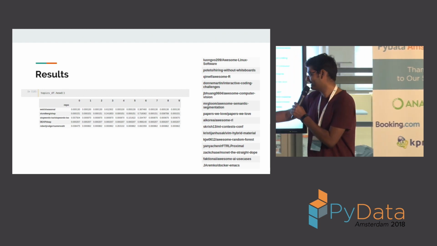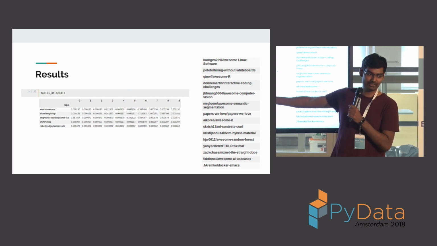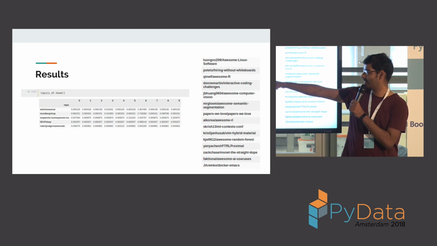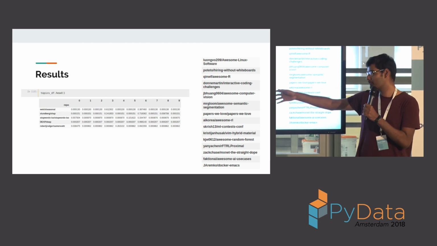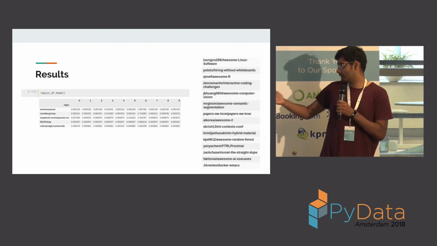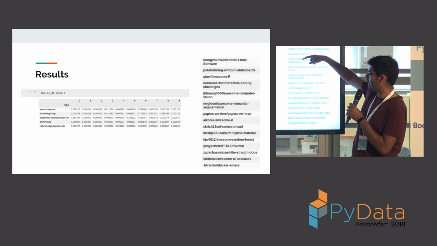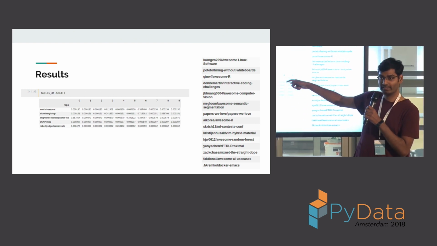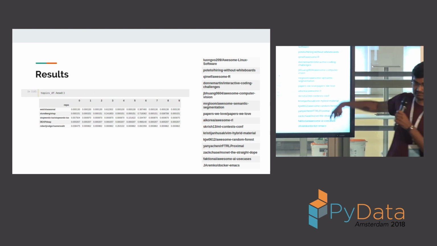And this is the output that you get. For each GitHub repo, you get the list of topics and the corresponding probabilities, not probabilities, more like proportion of topics in that document. So I got to this list by just sorting on each topic. One topic was this.